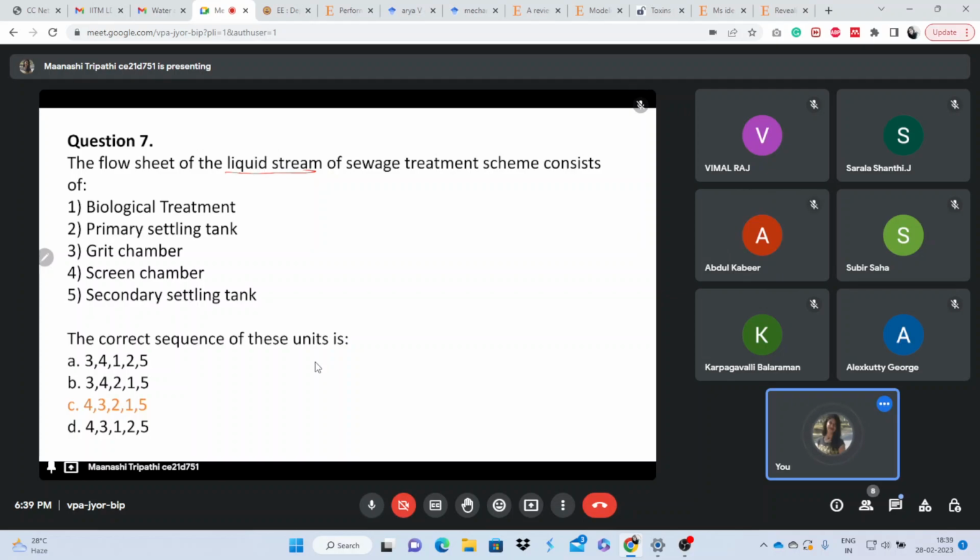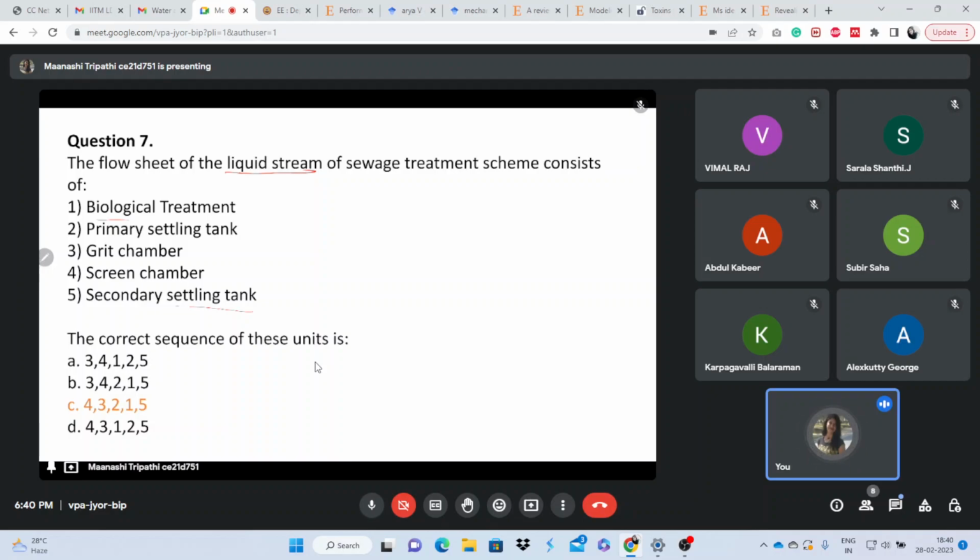Thank you so much. Next is the primary settling tank. Here we remove the rest of the inorganic particles and discrete organic particles. Next comes the biological treatment. Here we try to remove all the soluble organic particles. Here bacteria are involved. After that, to separate the biomass from the supernatant, the liquid, we go for the secondary settling tank. So this is the sequence in which it works.